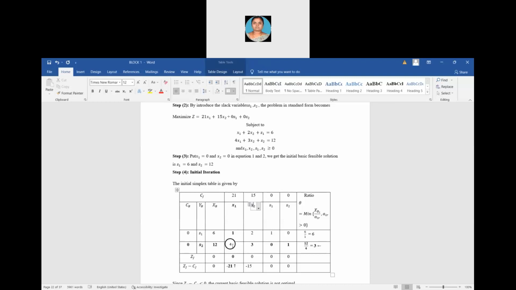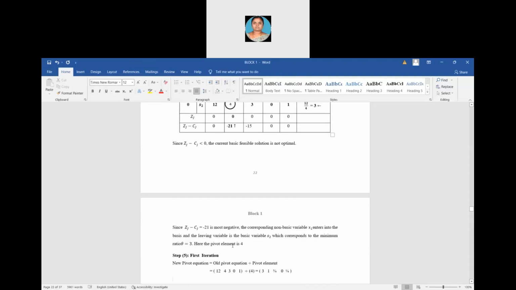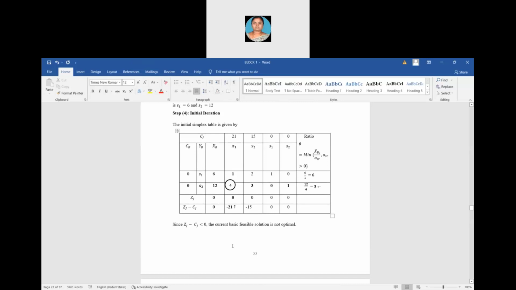Okay, you have to keep that as 1, and all the other remaining elements corresponding to that column must be taken as 0. Thus this 4 you have to convert into 1. How can you convert this 4 into 1? If you divide this row throughout by 4, definitely you will get the value 1. So 12 by 4 is 3, 4 by 4 is 1, 3 by 4, 0 by 4, 1 by 4. So this entire row has to be divided by 4, and you will get this value as 1.